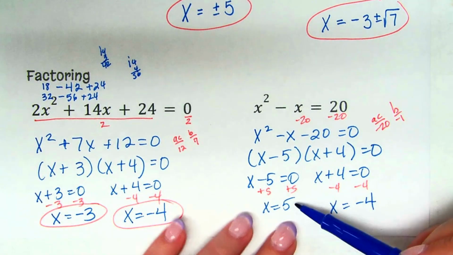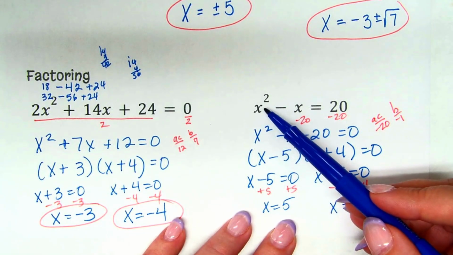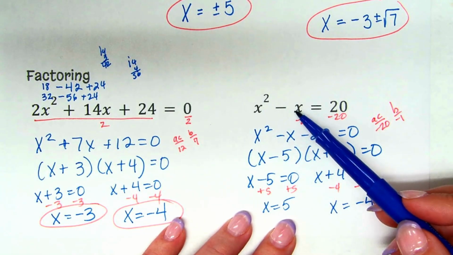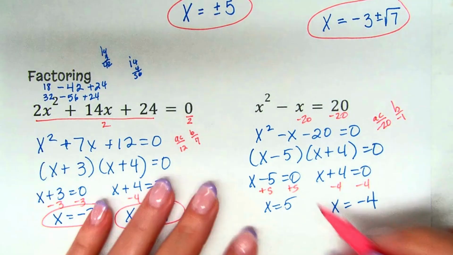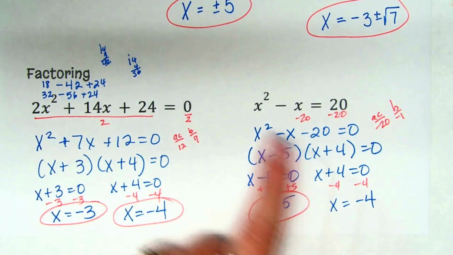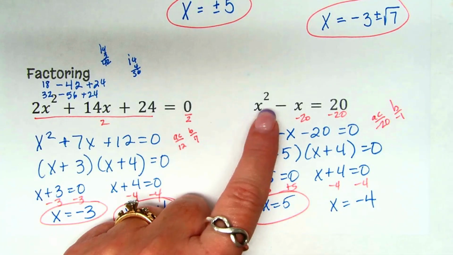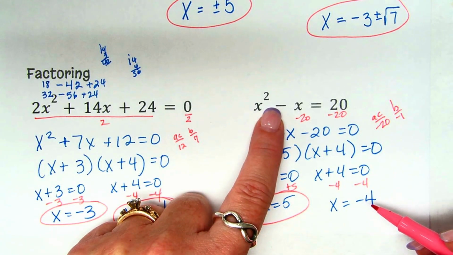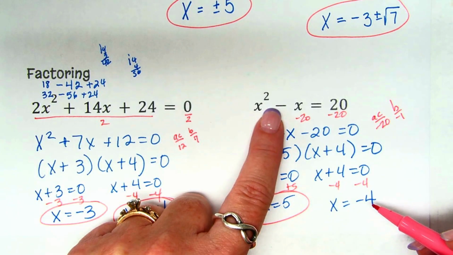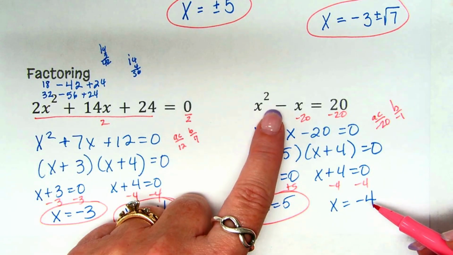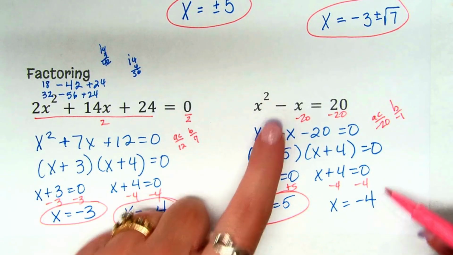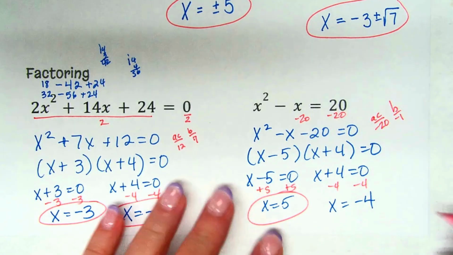Yes. Plug it in. 5 squared is 25, minus 5 is 20. Does 20 equal 20? Yes. Then I know that this one is correct. -4 squared is 16. 16 minus a -4. Remember, minus a negative means plus. So 16 plus 4 is 20. Does 20 equal 20?